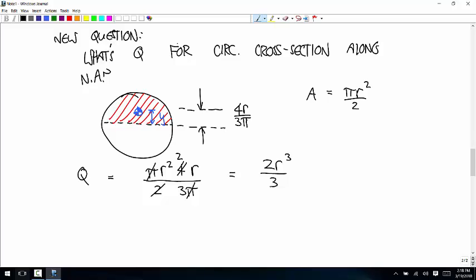Because we can't do it for any other line for a circular cross-section. We can't calculate the stress due to shear force for any other line except the neutral axis.